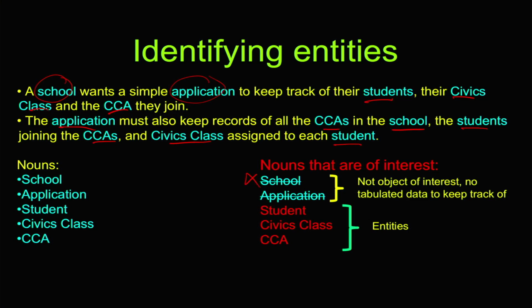So in this case, you have 3 terms that keep on coming up. You have your students, you have your civics class, and your CCA. These are three terms that keep on coming up. So these are 3 nouns, and this will form your entities.